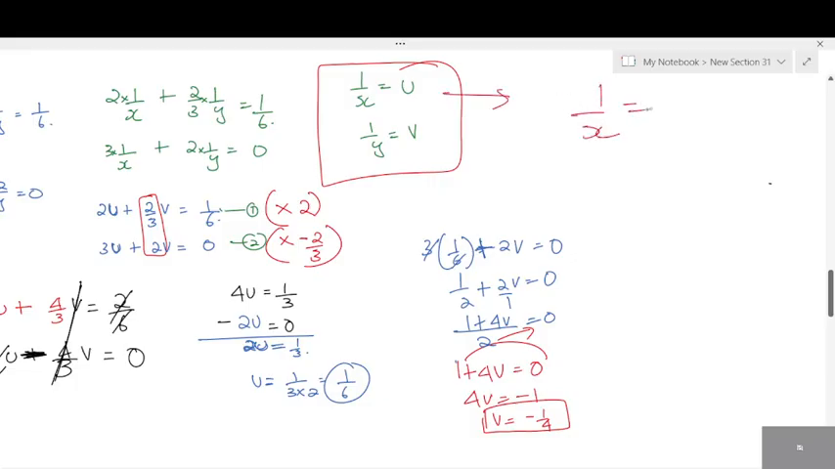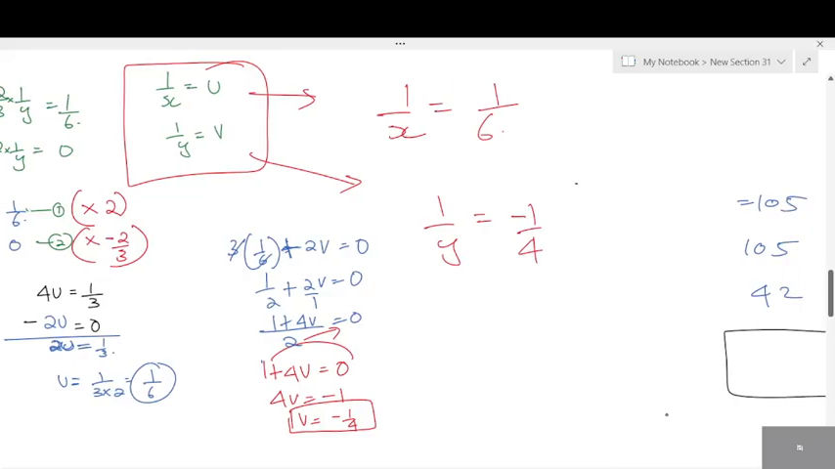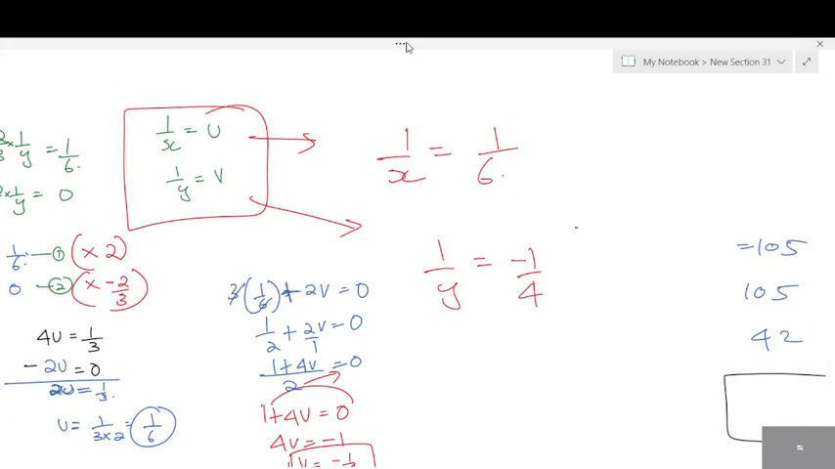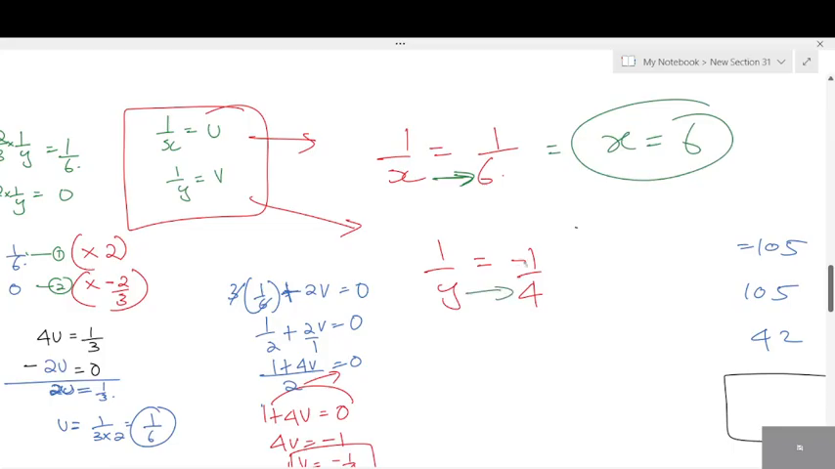1 by x is equals to, what is u value? What is the value of u we got? 1 by 6. Look, that is what I substitute. Now I'll take the second one. 1 by y is equals to, what is v? Minus 1 by 4. Now, look here. Whenever you get such value, students, what is the value of x now? X is 6. What is the value of y? Okay. Minus 4. Y is equals to minus 4.